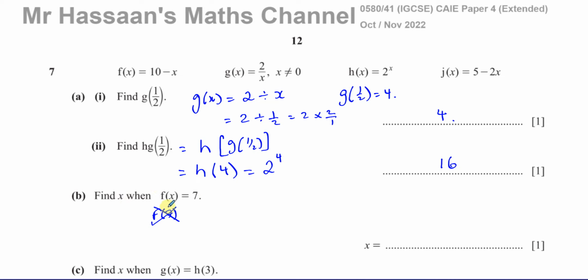So you just replace the f of x with 10 minus x. So you write 10 minus x equals 7, and then find the value of x for which this is true. So we can subtract 7 from both sides and add x to both sides, so x equals 3. 10 minus 3 is 7. Right, so x equals 3, that's the answer to part B. Okay, very simple so far.